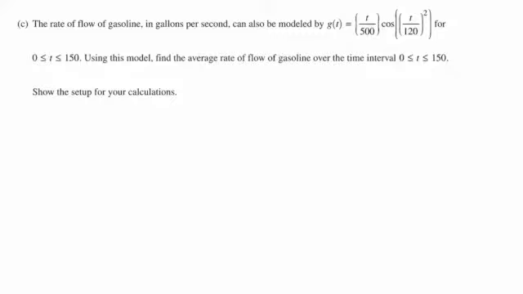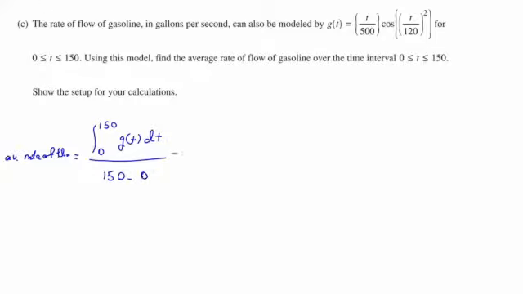So when it says average rate of gasoline over the time interval from 0 to 150, when we want to calculate the average, since it is a continuous function, we should calculate the integral. From 0 to 150, the integral of G(t) dt over this interval, divided by 150 minus 0, is equal to the average rate of flow of gasoline over this time interval.